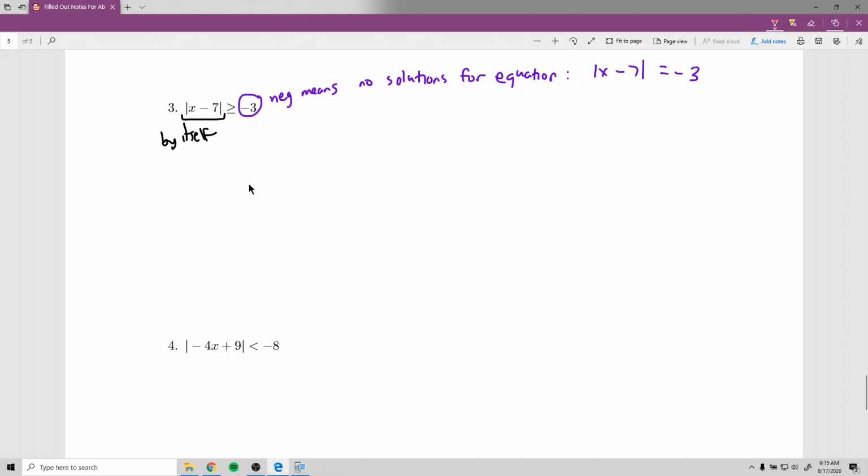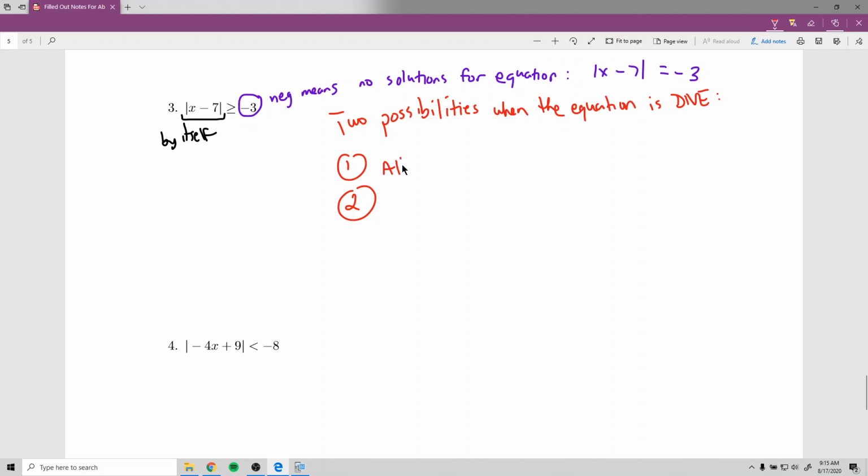Meaning if we solve the absolute value of x minus 7 equals negative 3. Right, so there's 2 possibilities here. The fourth one is the other possibility. So two possibilities when the equation is D and E. This actually goes for any inequality as well. Your answers are either all real numbers, negative infinity to infinity, or no solutions, D and E, are the two possible answers.